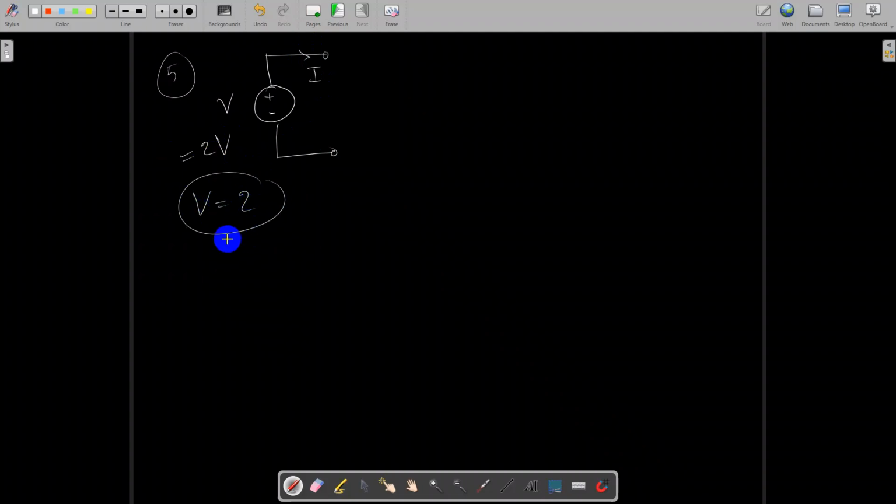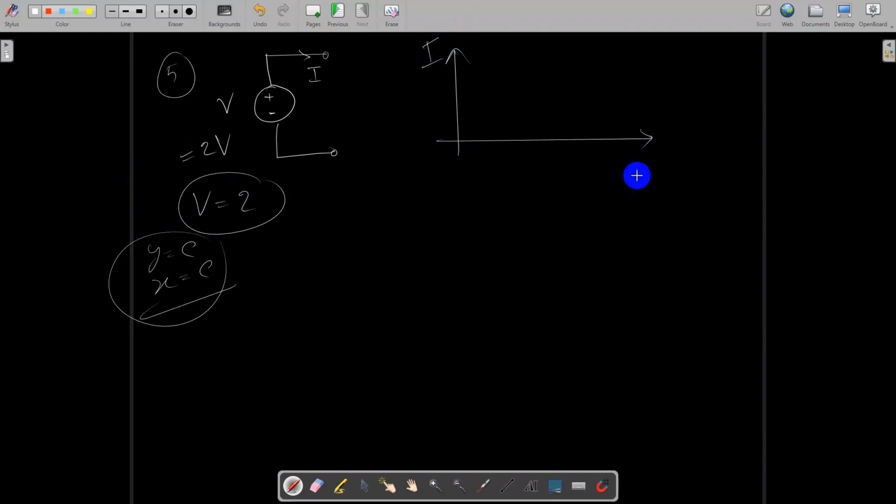What type of equation is this? This is something like y is equal to some constant or x is equal to some constant. A straight line, parallel to the x-axis or parallel to the y-axis. It depends on the curve, I versus V or V versus I. Let's see the I-V curve. An ideal voltage source will give any current at a fixed voltage regardless of the current. So think this is 1, this is 2.